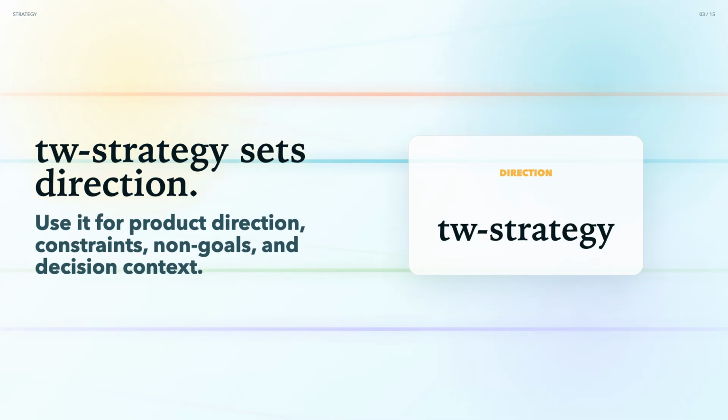tw-strategy is used when the work needs product direction before detailed requirements. It captures the larger goal, constraints, non-goals, success shape, and the reasons behind the project direction. It is useful context, but it is still not implementation authority.